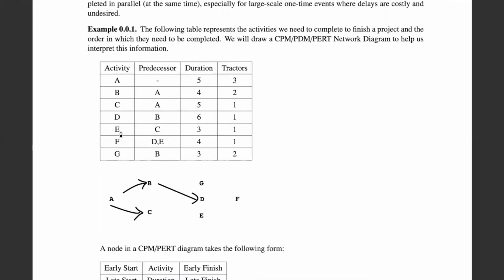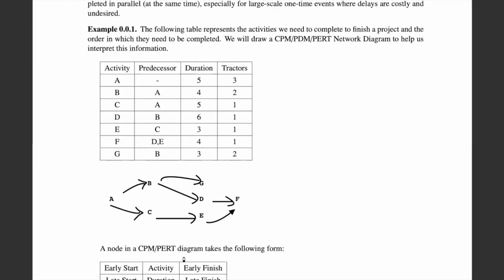Then E has C as its predecessor, so we'll put an arrow from C to E. The next one is F, and it has two predecessors, D and E, so we'll put two arrows, one from D and one from E, pointing at F. And the last one is G, which has B as its predecessor. So this is a simple graph that can show us in what order we need to complete the activities.